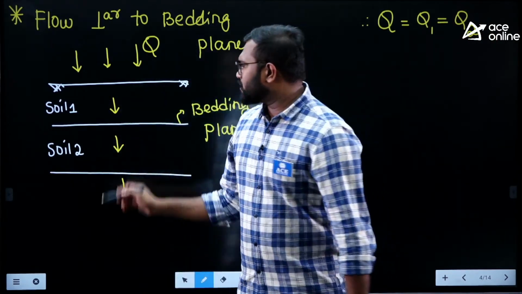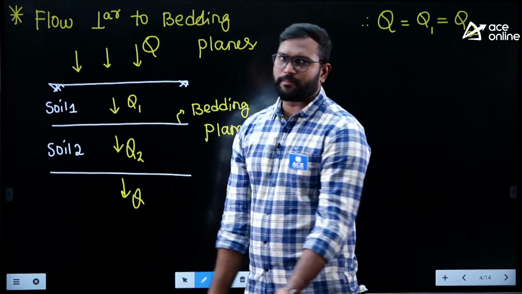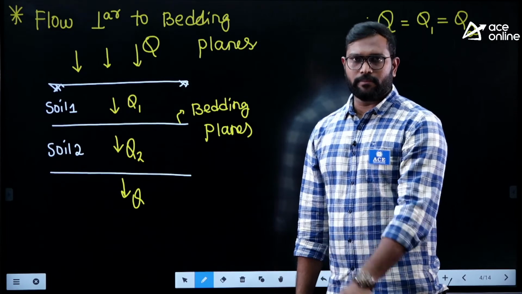What does it mean by Q1, sir? Flow passing through soil 1, flow passing through soil 2. At the outlet also it is going to be the same. Number 1, the flow rate passing through each and every soil is the same.